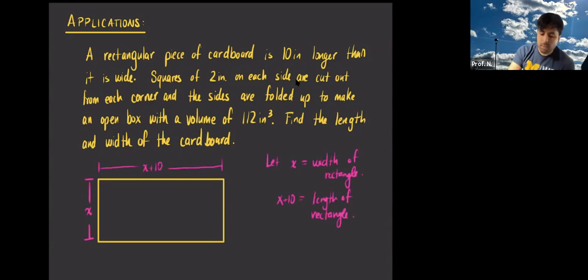Now, what do we do with that rectangle? What does it say? Squares of 2 inches on each side. So we have little squares that are cut out.